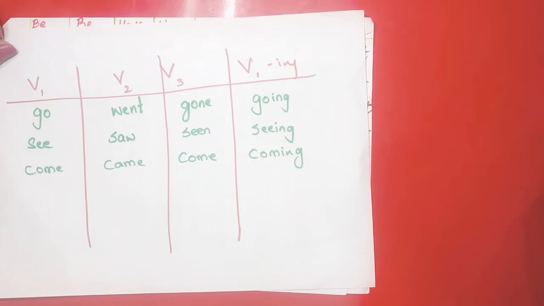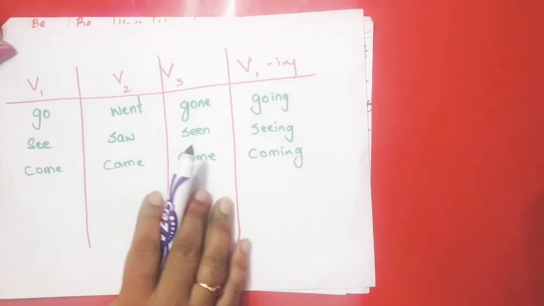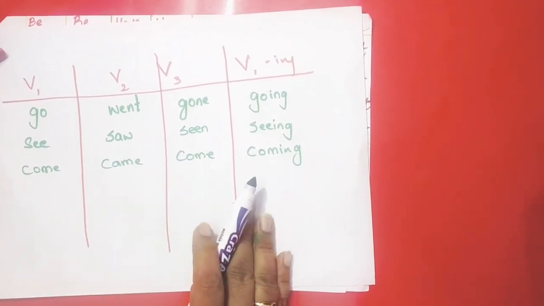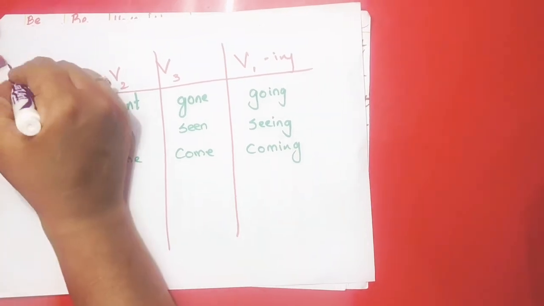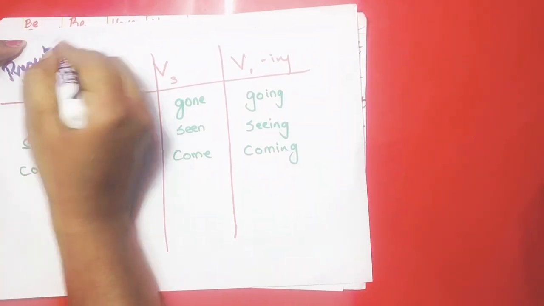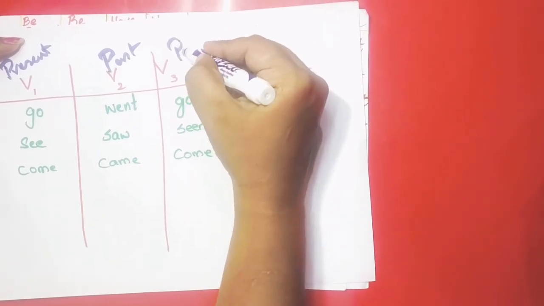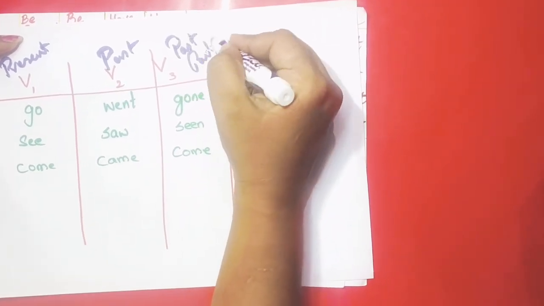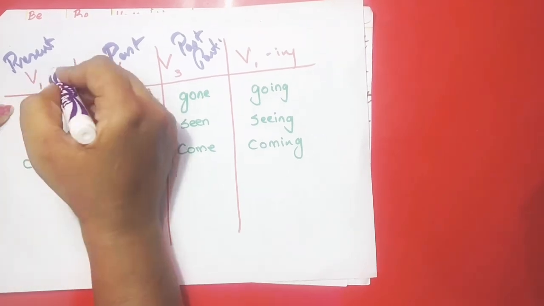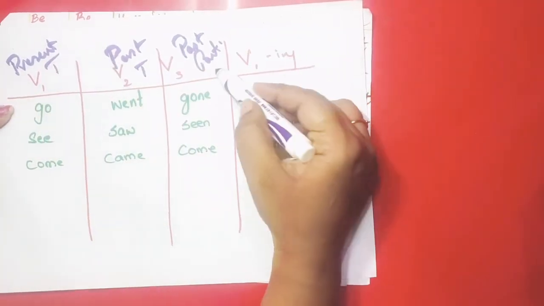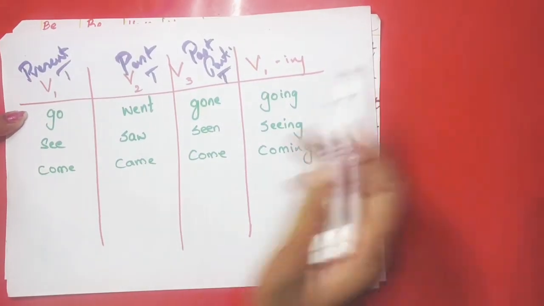Next we have verb 1, verb 2, verb 3, verb 1 with ing. Verb 1 is nothing but present tense. Verb 2 is past tense. Verb 3 is past participle. I repeat. Verb 1 is present tense. Verb 2 is past tense. Verb 3 is past participle.